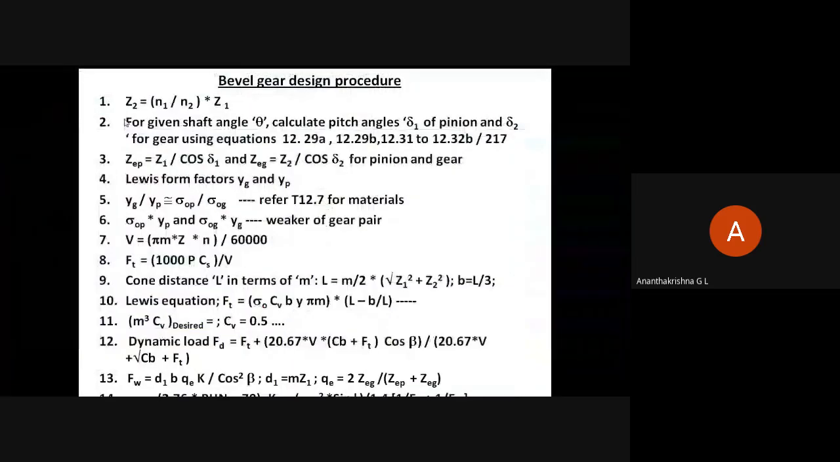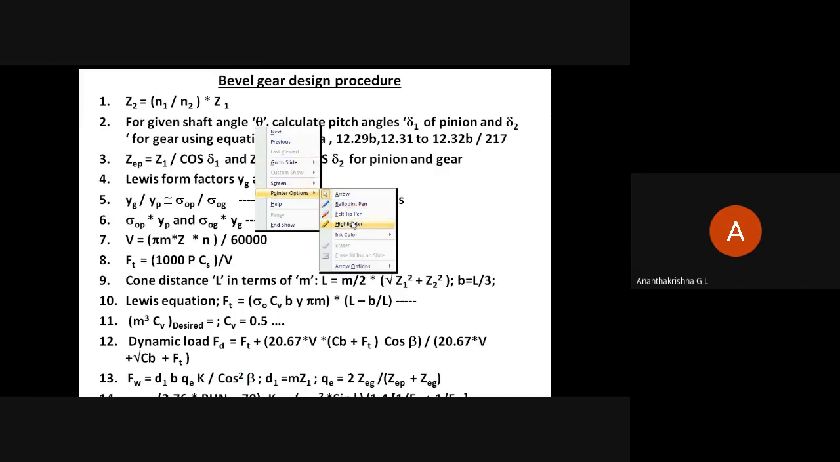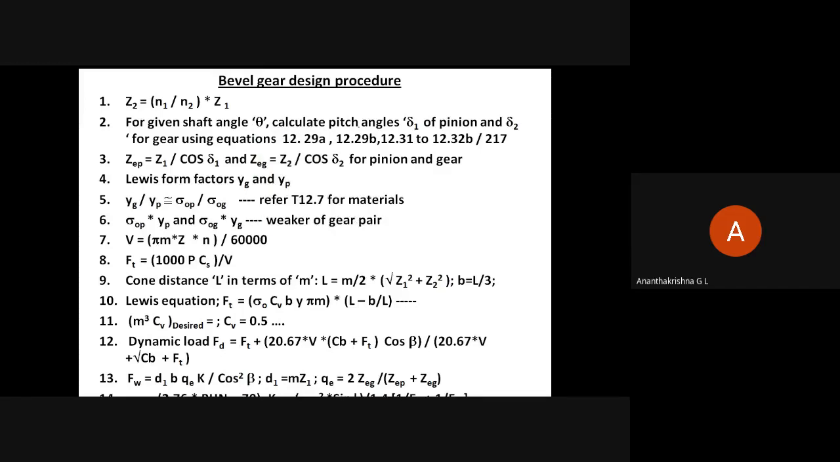First, as usual, we are going to find out Z2 using the equation that we have been using in spur gear design. So take Z1, minimum number of teeth depending upon the tooth profile given in the problem. Then for a given shaft angle, calculate pitch angles delta 1 and delta 2 using equations 12.29 to 12.32b in page number 217, depending upon shaft angle, whether it is acute angle, right angle, or obtuse angle bevel gear. Okay, hope you are all there with me.